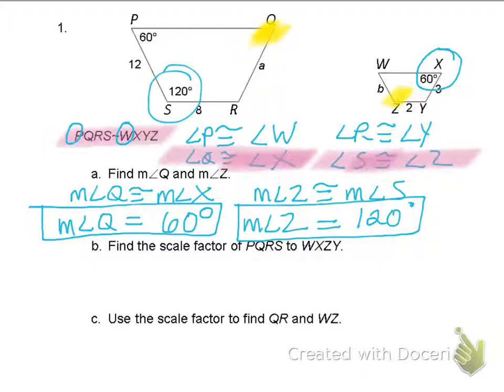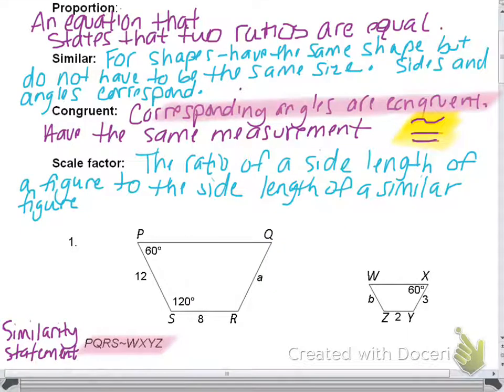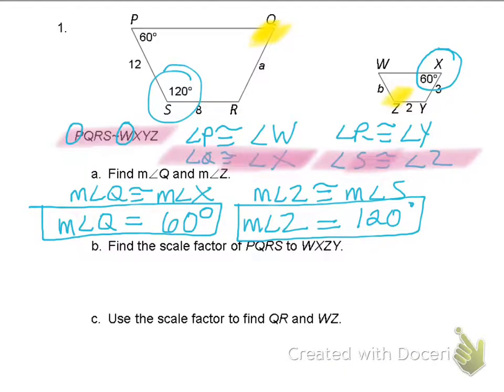So in order to find scale factor, if we go back to our definition, scale factor is the ratio of a side length of a figure to the side length of a similar figure. So we're going to use side lengths for this one. So we want to look for two side lengths in these shapes that are on corresponding sides, and they both have a number, because we need two numbers in order to make a scale factor to fill in for our ratio.